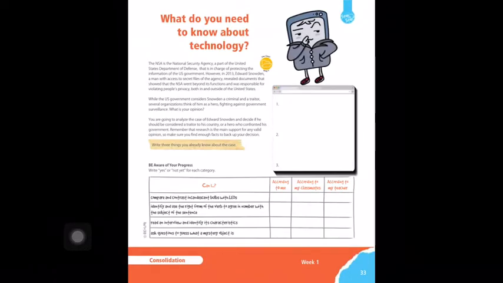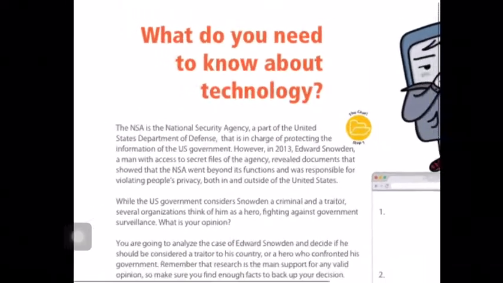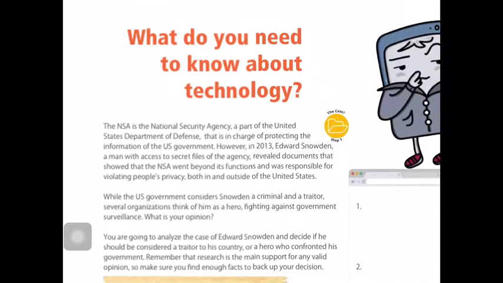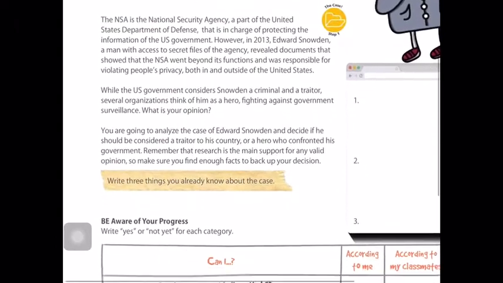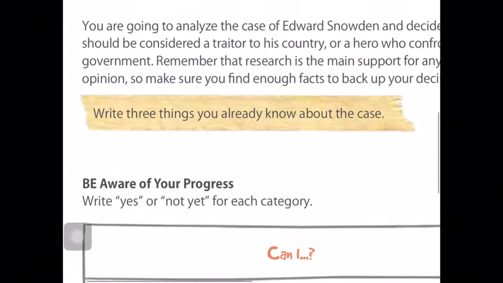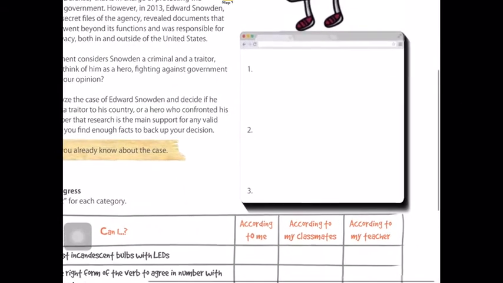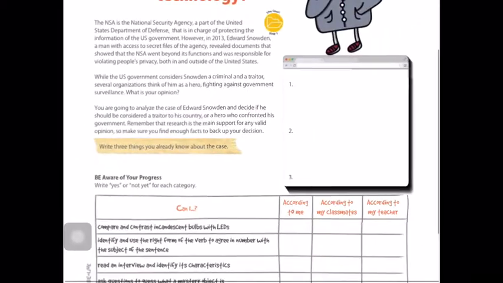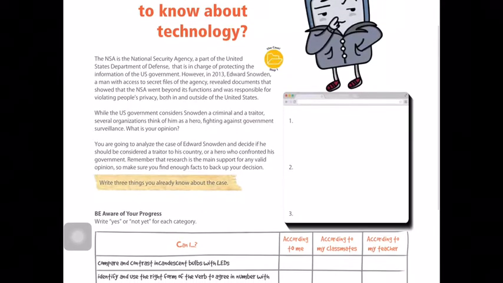And on page 33, what do you need to know about technology? Okay, you just have to read the information, and then look at this sentence, at this exercise. Write 3 things you already know about the case. And then you are going to write 3 sentences, 3 things that you know about the case.